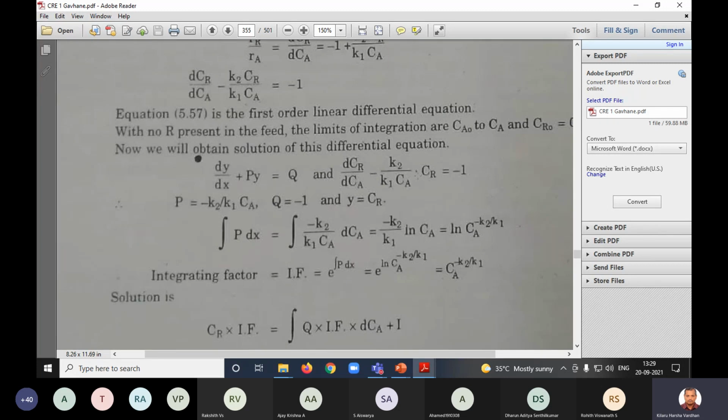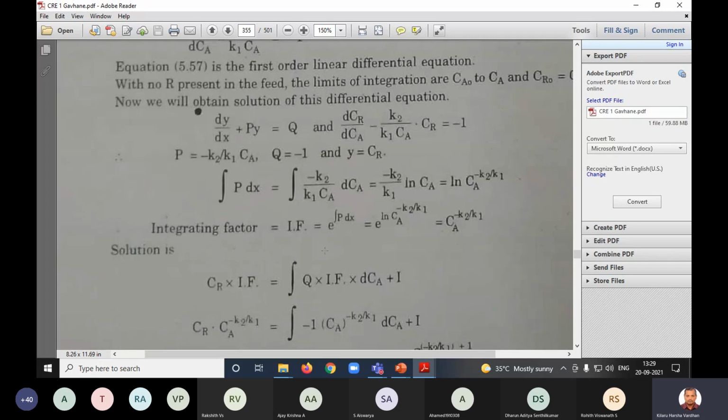Am I right? So if you write this in terms of this, you are getting p is this, q is this, y is this. The solution for this is this equation. You have to integrate p dx. What is p? p is this, and dx is dCA. So you have to integrate this. The integral of dCA by CA is ln CA, with minus k2 by k1 because this is there before. A log m is log m power a, you can write, right? So this is the integral for this.